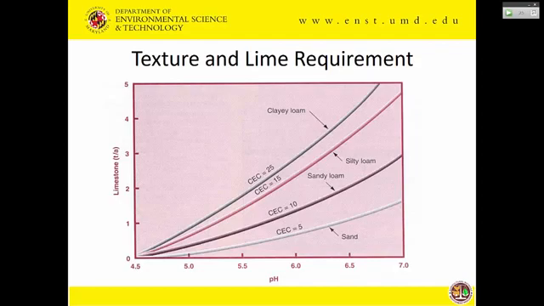Whereas if you've got a sandy loam with a CEC of 10, and you for some reason wanted to go up to 7, it would take you over 2 tons. If you were a silty loam with a CEC of 15, you're at 4 tons.